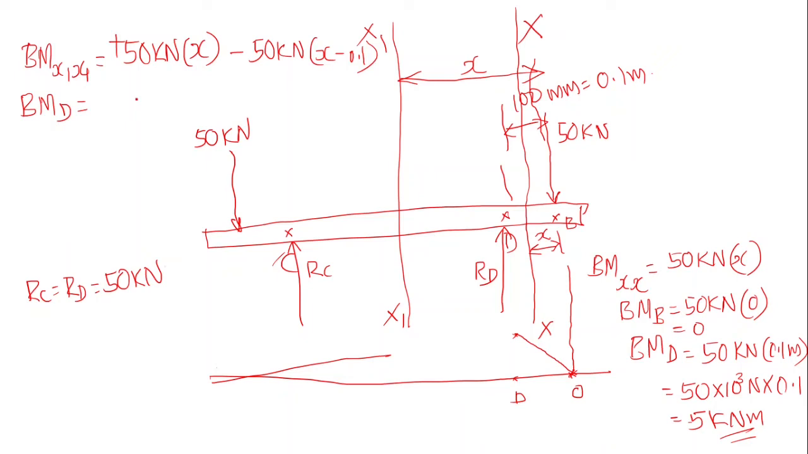Then bending moment at D: when x is equal to 0.1, the bending moment at x1 will become the bending moment at D. That's equal to, again, 50 kilonewton into 0.1 meter, and this term will be 0. Then that's equal to 5 kilonewton meter. Bending moment at D is equal to 5 kilonewton meter.